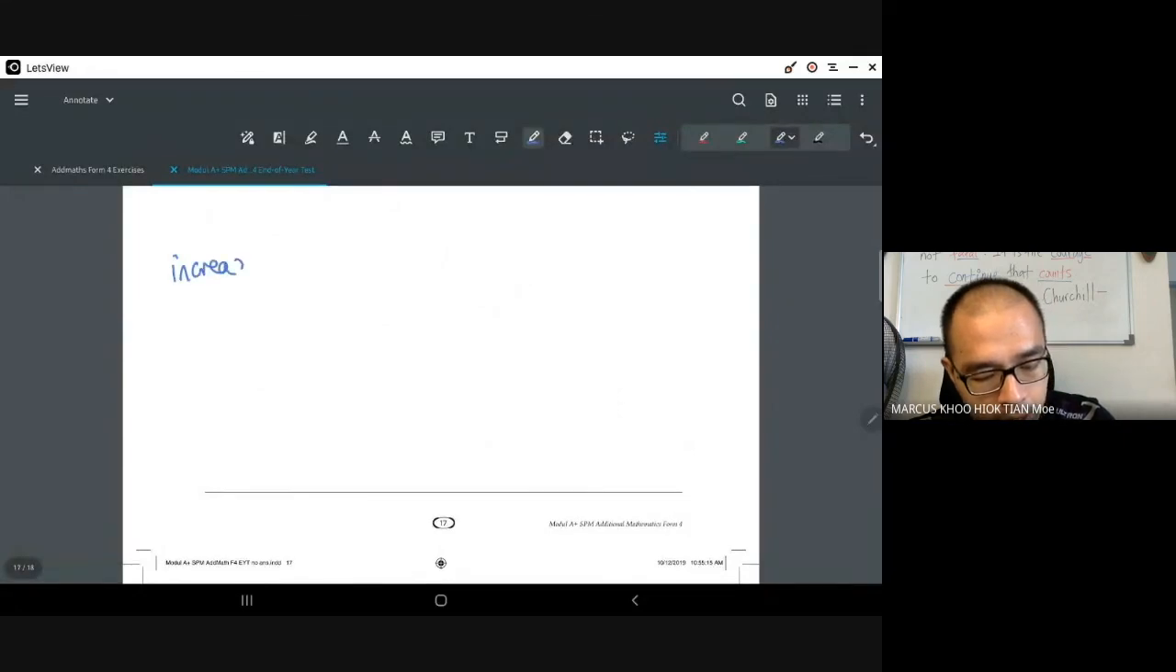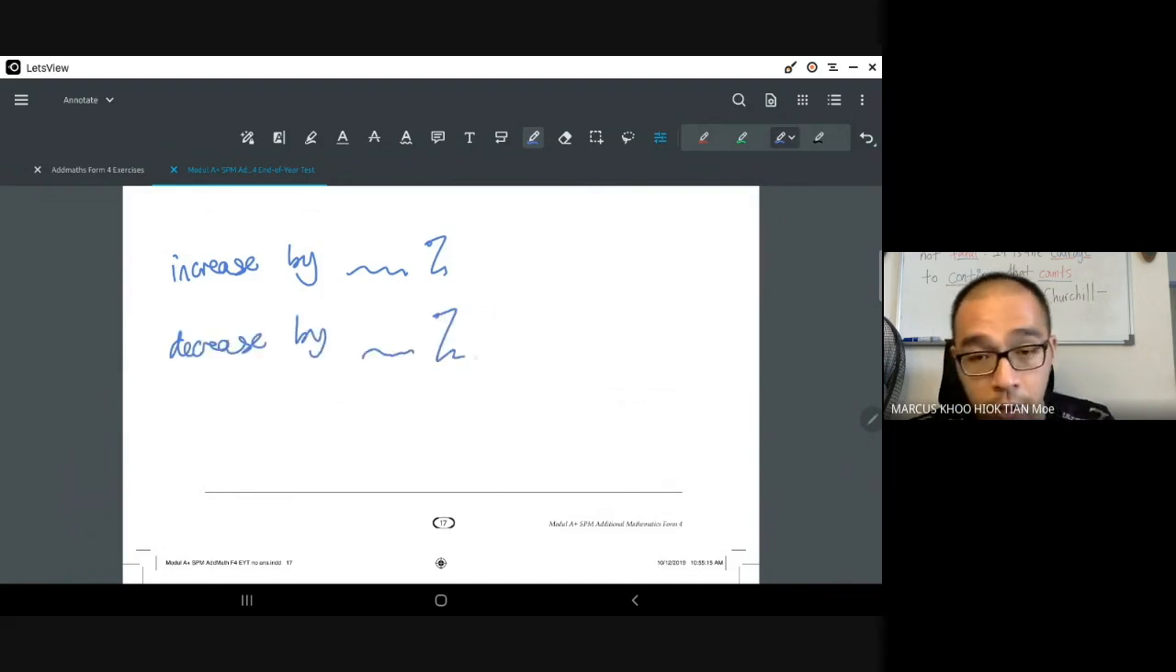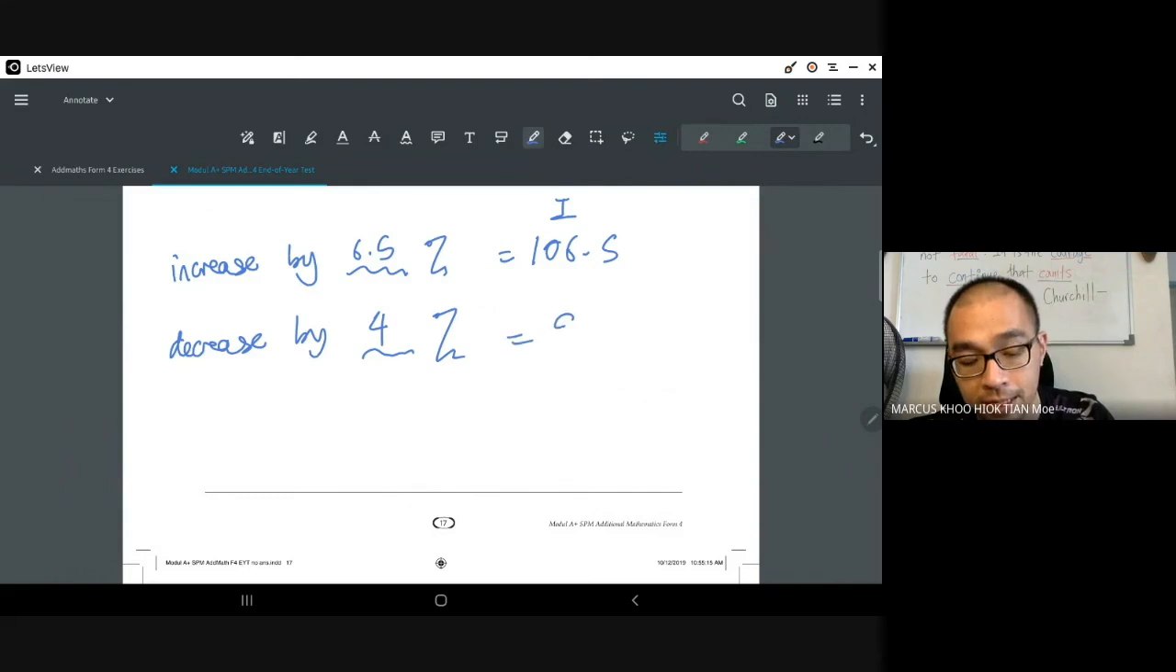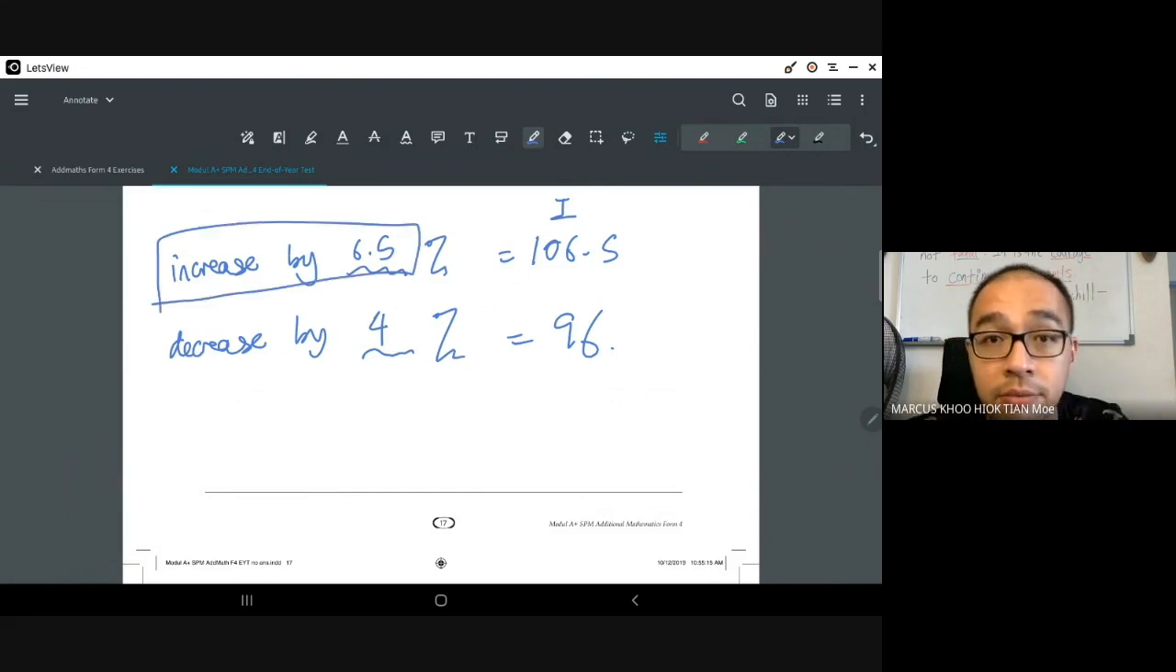Increase by some percent, decrease by some percent. All this tells us very important things. Let's say increase by 6.5% means 106.5. The index is 106.5. If decrease by 4%, decrease by 4% means 100 becomes 96, minus 4. So very important. This sentence actually tells us very important information.